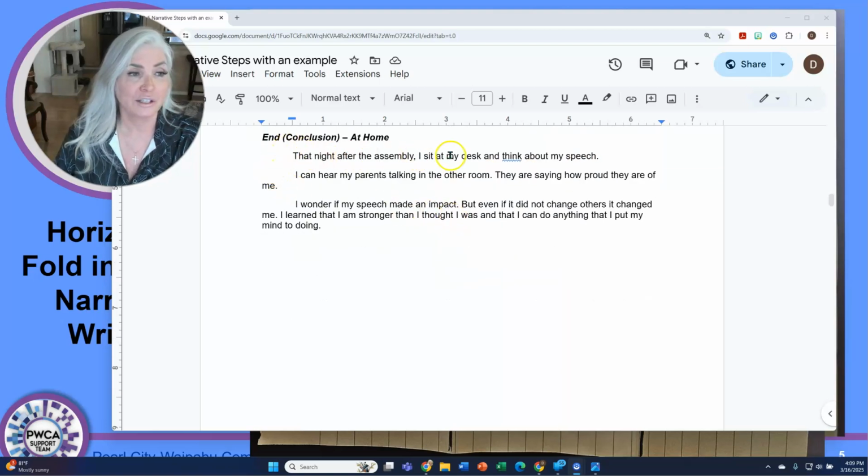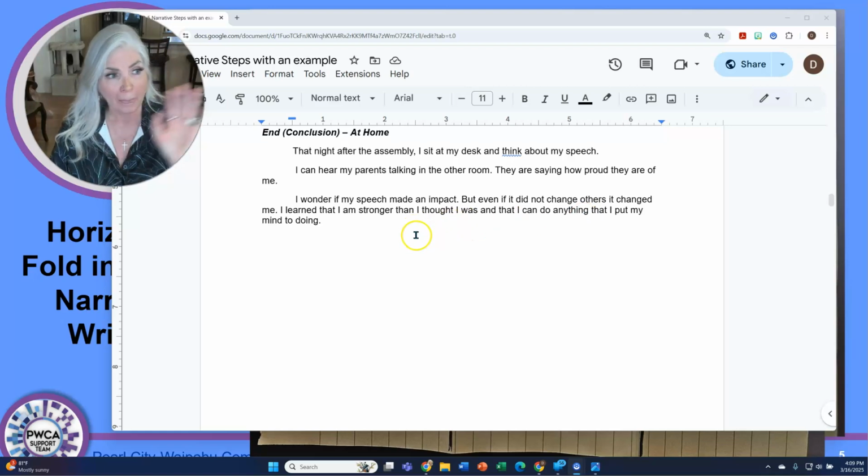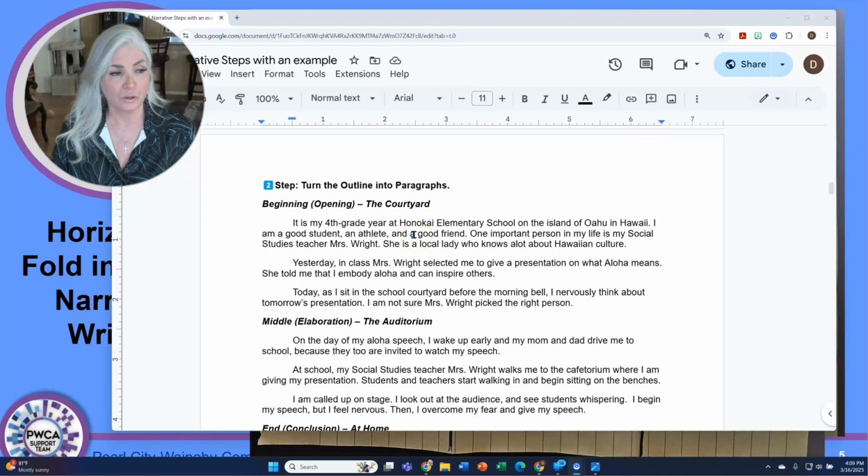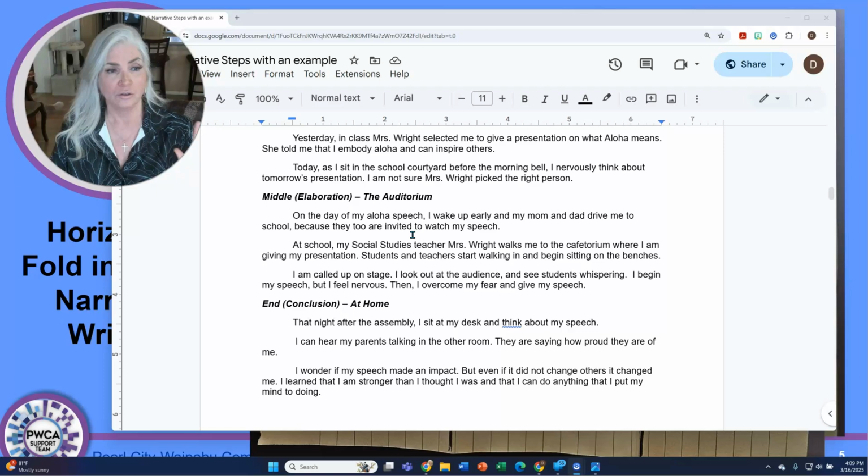That night after the assembly, I sit at my desk and think about my speech. I can hear my parents talking in the other room. They are saying how proud they are of me. I wonder if my speech made an impact, but even if it did not change others, it changed me. I learned that I am stronger than I thought I was, and that I can do anything that I put my mind to doing. So now that's your bare bones, beginning, middle, end story.